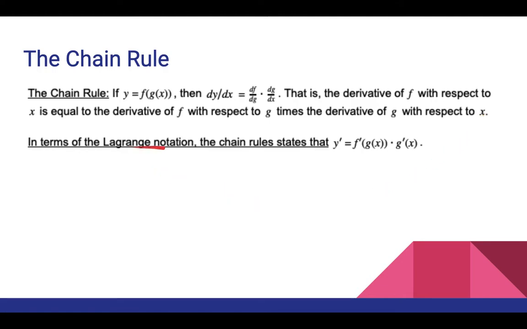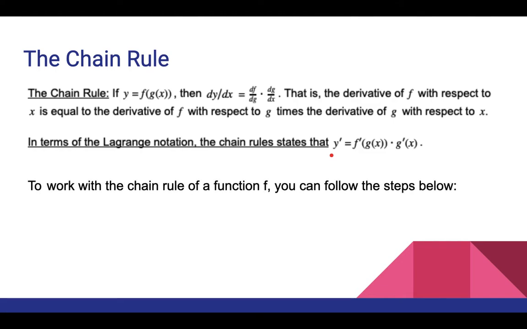In terms of Lagrange notation, the chain rule states that the derivative y prime equals f prime of g times g prime of x, right here. This one is worth writing down because this is useful for arbitrary functions, as we'll see in class tomorrow, and also at the end of this section a little bit too.